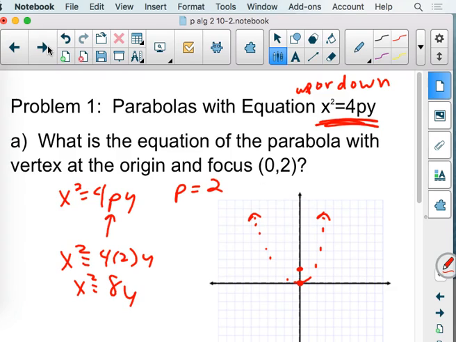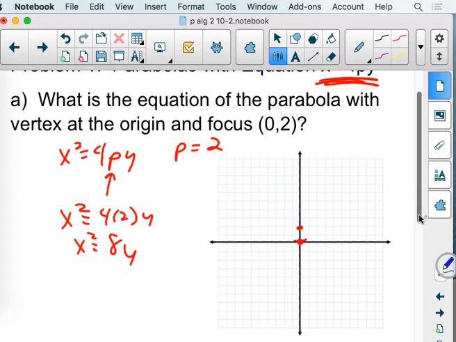So do I have to finish the graph? No, I don't have to. But I want to show you how easy it would be to do that. This 4p value right here, the 4 times 2 that we just got as we went through this, that's called the focal width. That tells us how wide this parabola is at its focus. So if this is an 8, or 4 times 2, that means we need to go 4 units to the right and 4 units to the left from the focus. 1, 2, 3, 4. 1, 2, 3, 4. And there's a nice little sketch of our parabola without making any tables.